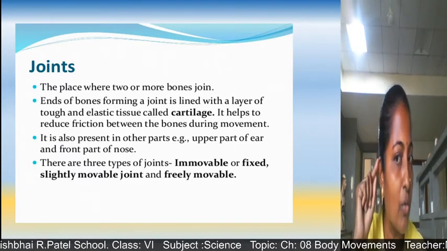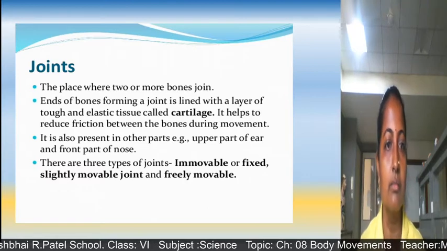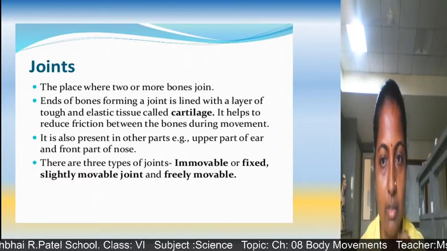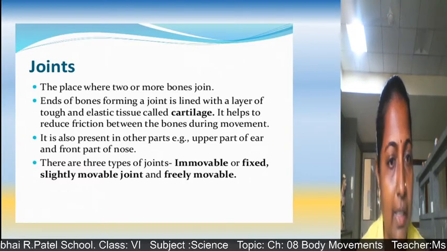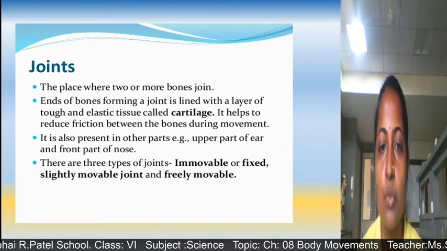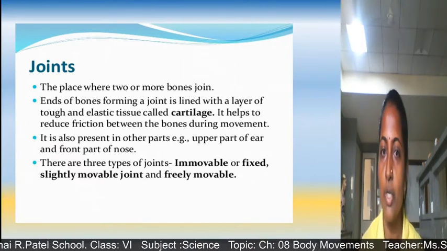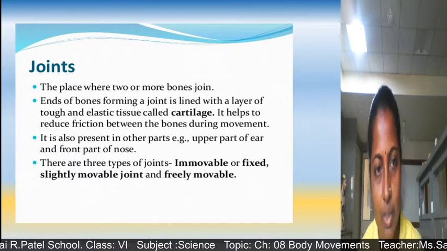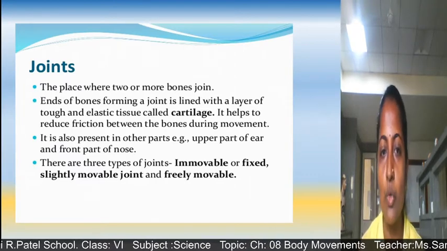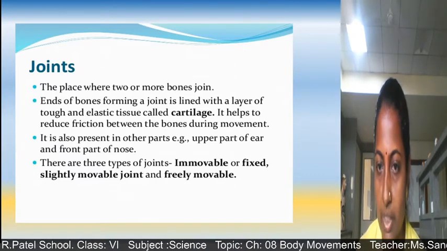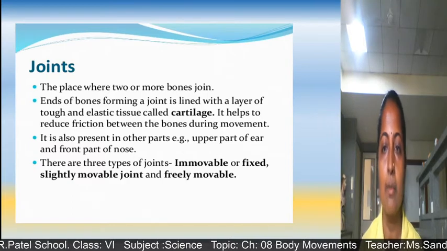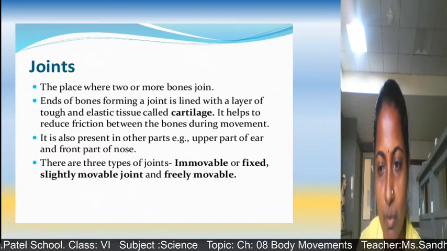It is also present in other parts, for example the upper part of the ear, and the front part of the nose. If you touch them, you will feel that. There are three types of joints, children: immovable joints, or we can say fixed joints, slightly movable joints, and freely movable joints. So we will see about all these types of joints one by one.